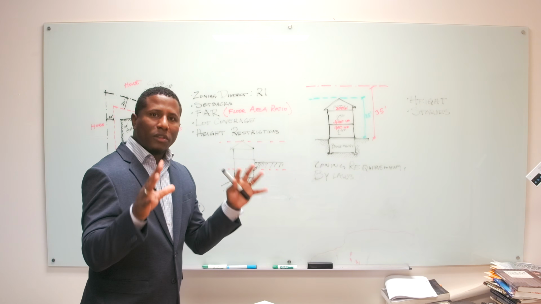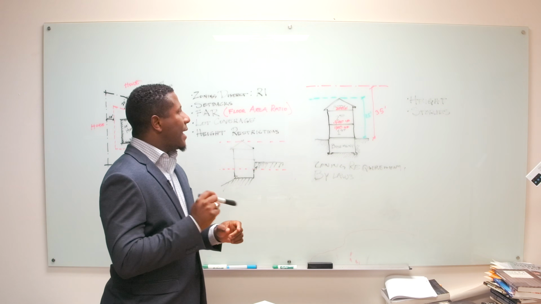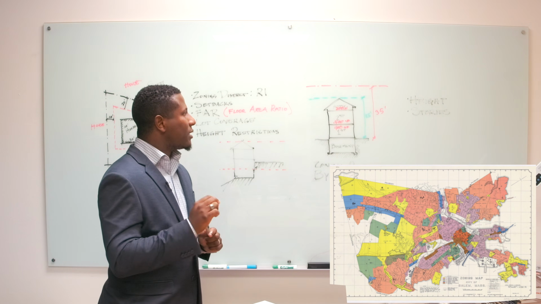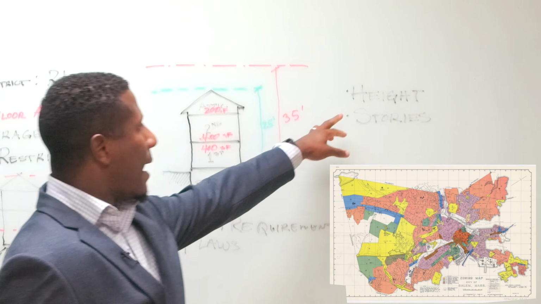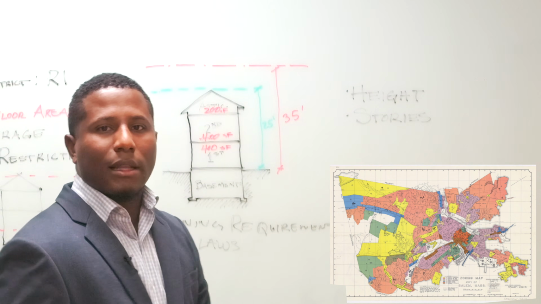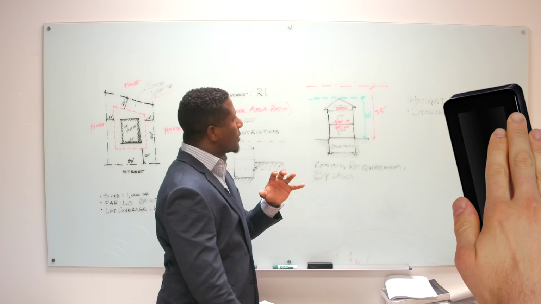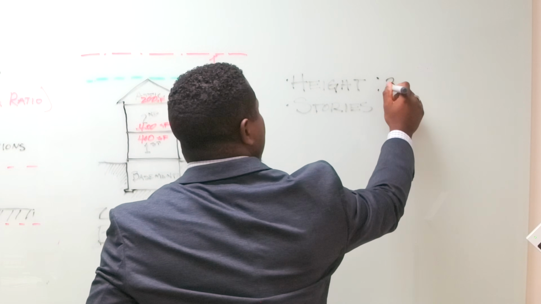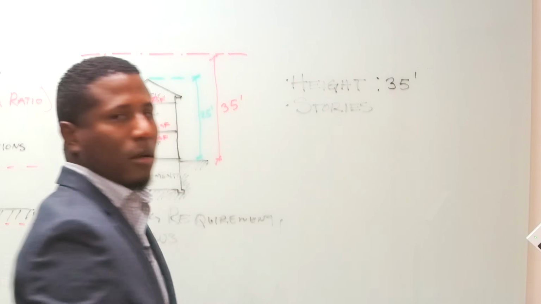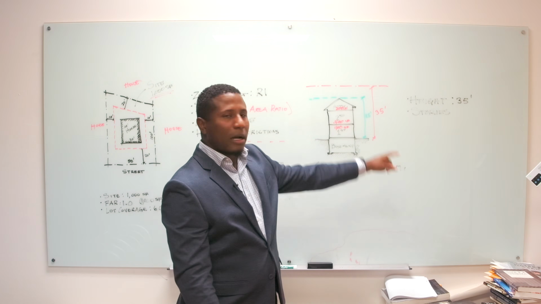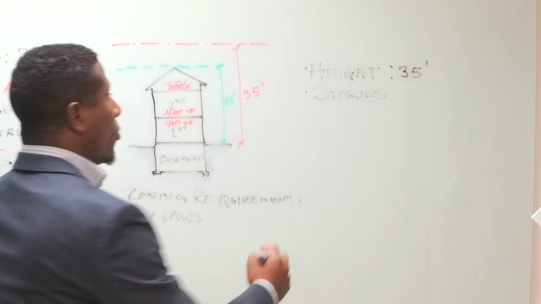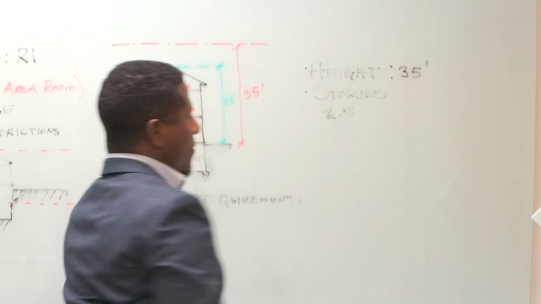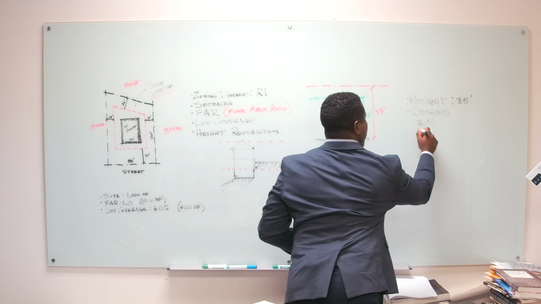After you understand how high you can go, then it's very important that you look into your zoning bylaws to understand the difference between height and stories. That's very, very important, because what happens is you might have a height max of 35 feet, but the stories might be completely different. It might be 2.5 stories max. It might be 3 stories max.